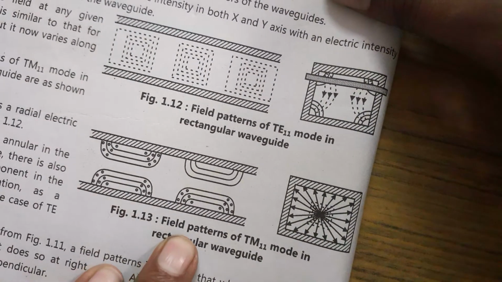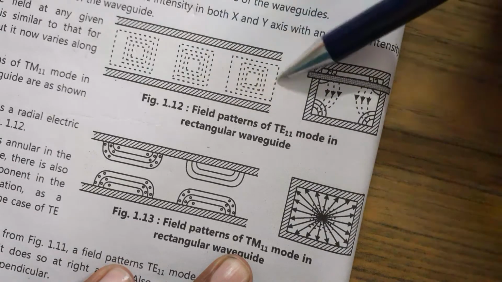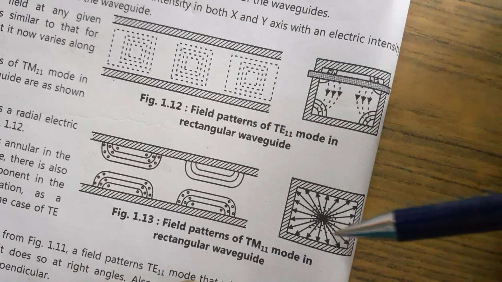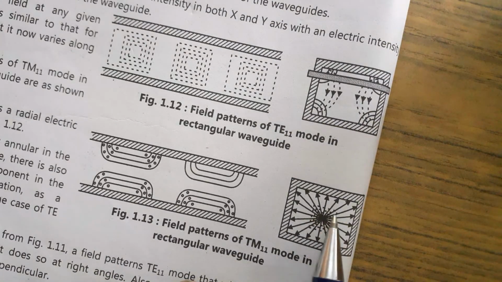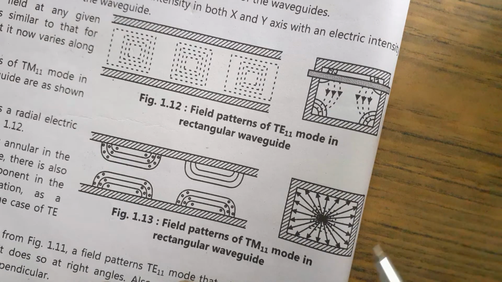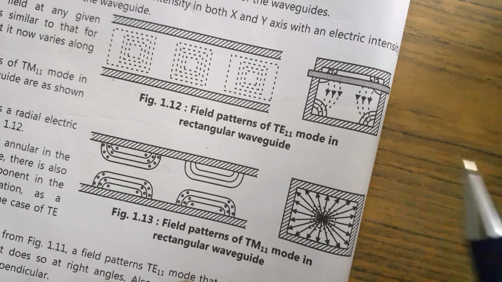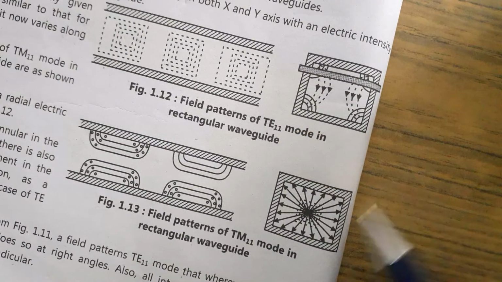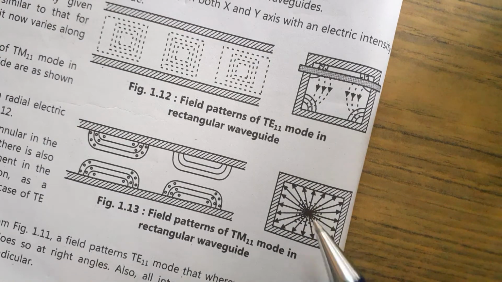Now we will go for TM11 modes. This is the magnetic field pattern, 1, 2, 3. Then you will observe this, just check it. This is the magnetic field and these are the electric fields. So both are perpendicular to each other. Again, there is also an electric field component in the direction of propagation, just as the magnetic field was in the case of TE modes. So here the interaction between electric and magnetic field lines is perpendicular. So you will observe this.